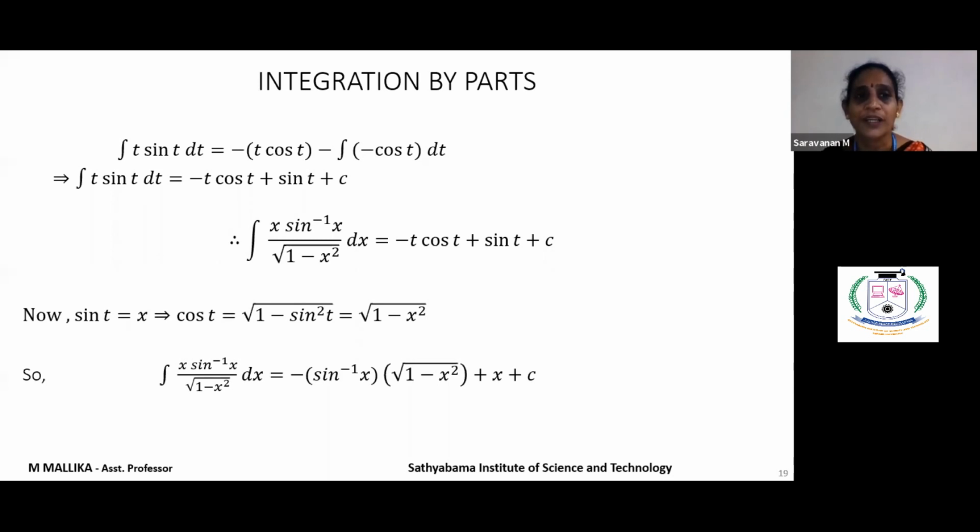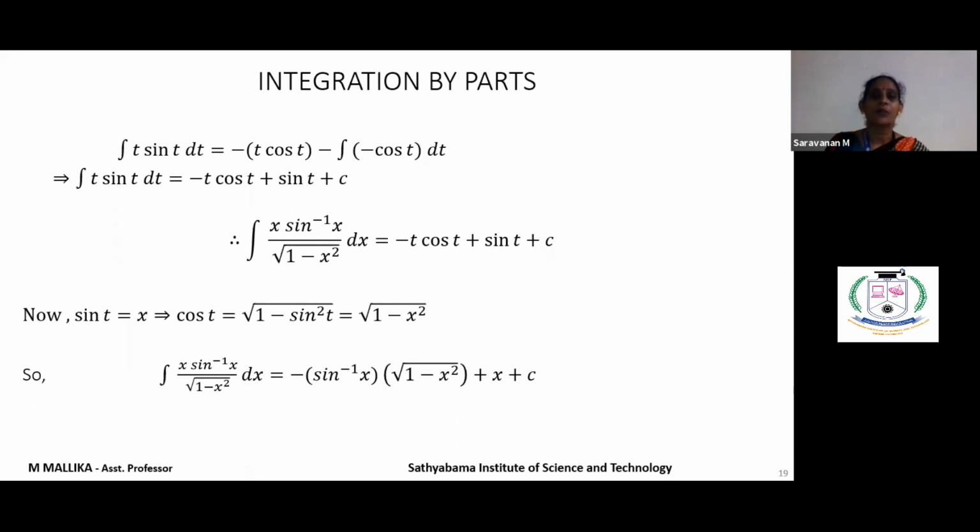So therefore, integral of t sine t dt is nothing but integral of x sine inverse of x by square root of 1 minus x square dx is equal to minus sine inverse x into root of 1 minus x square plus sine t is x plus c. So I'm just transforming everything in terms of x, and finally I'm giving you the answer. So this is your integration by parts.